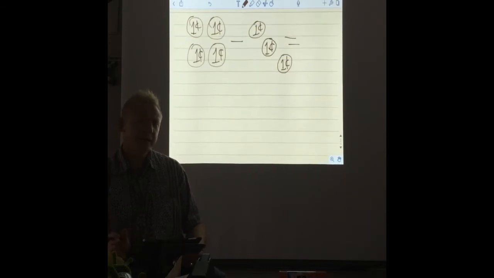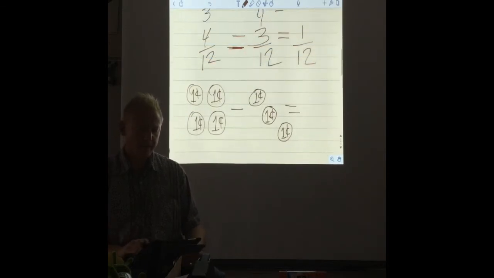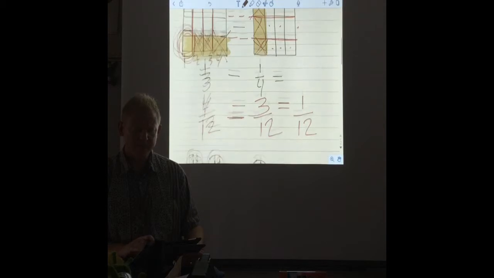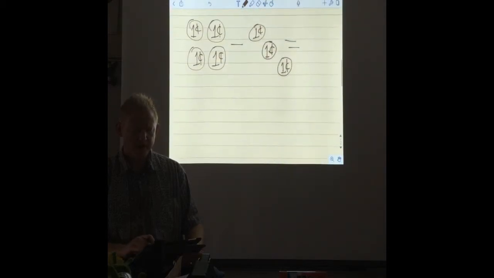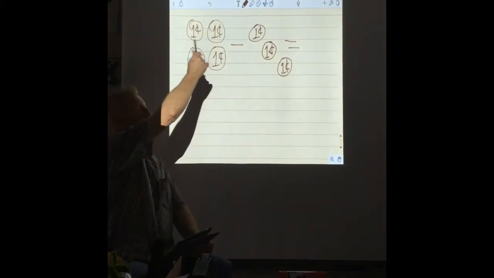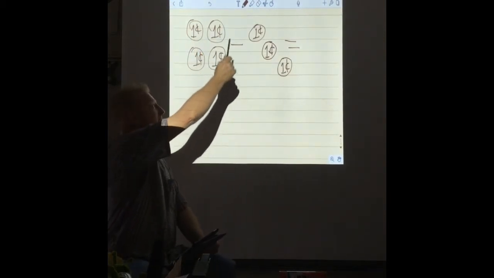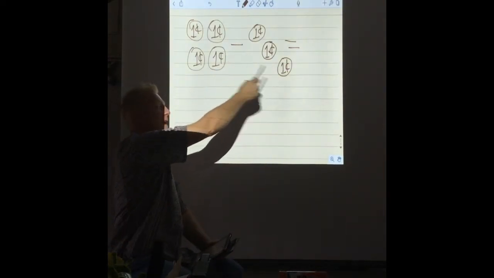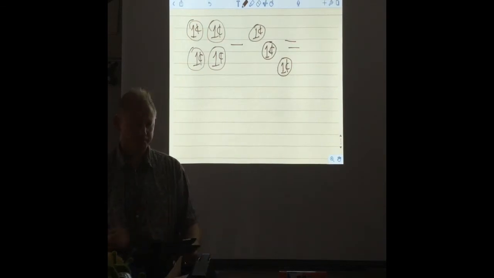Some people may not understand what I'm doing when I'm crossing things off, like when I'm doing this crossing off. So let me explain that. Let's talk about cents. Let's pretend that we have 4 pennies up here, and we're going to subtract 3 of the pennies. So how are we going to do that?